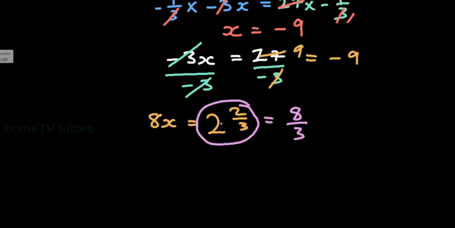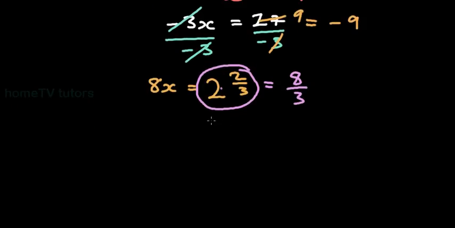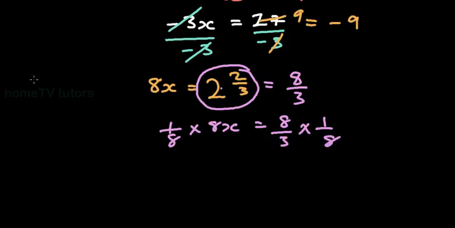The inverse of 8 is what? 1 over 8. So we're going to multiply both sides by 1 over 8. So 8 over 3 times 1 over 8. Now we'll do some division. 8 cancels 8 on the left hand side, 8 cancels 8 on the right hand side as well. So on the left hand side we have x, on the right hand side we have 1 over 3.